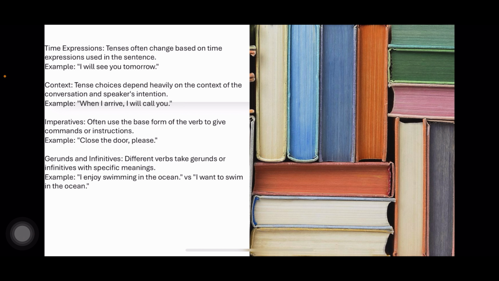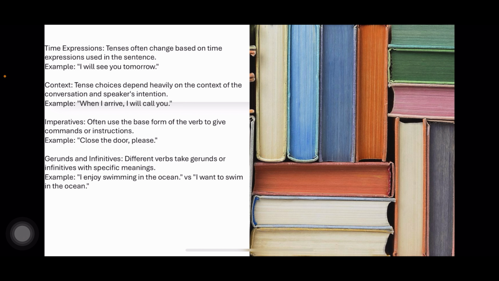Time expressions. Tenses often change based on time expressions used in the sentence. I'll see you tomorrow. Context. Tense choices depend heavily on the context of the conversation and the speaker's intention. When I arrive, I'll call you.